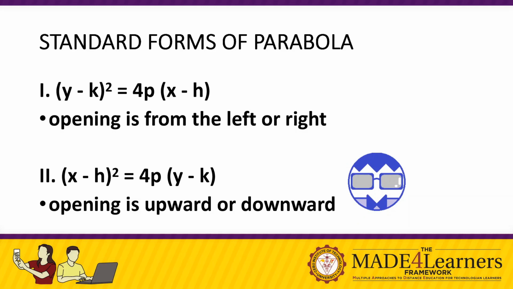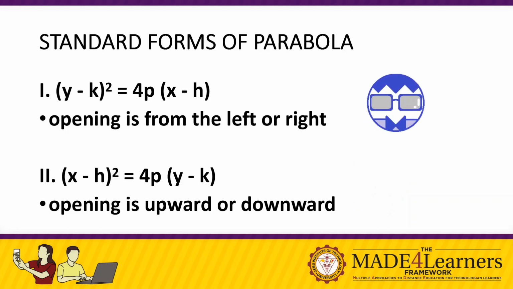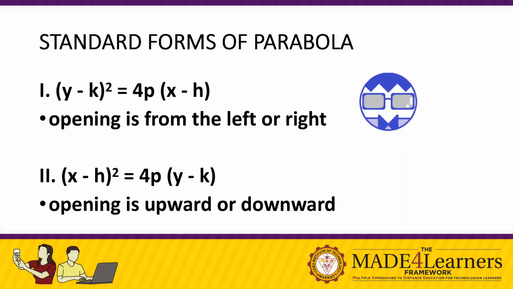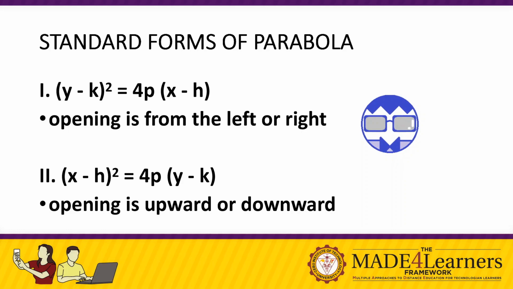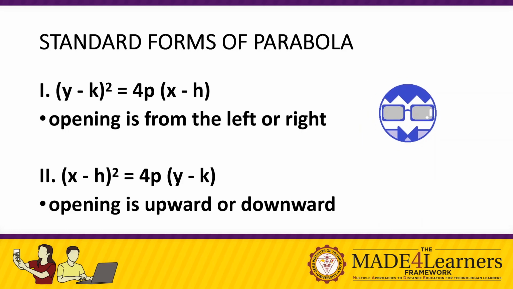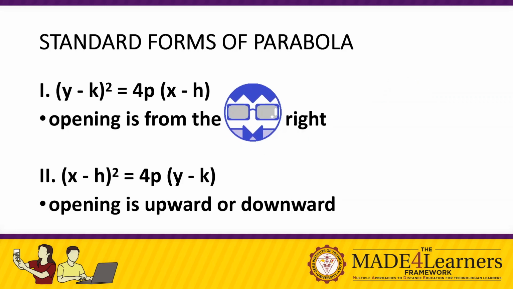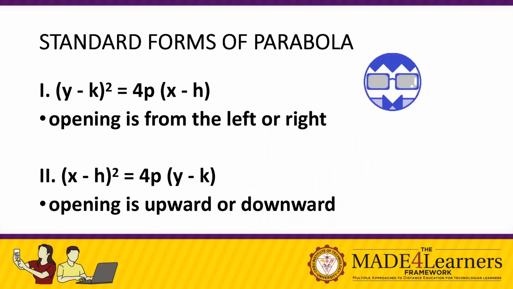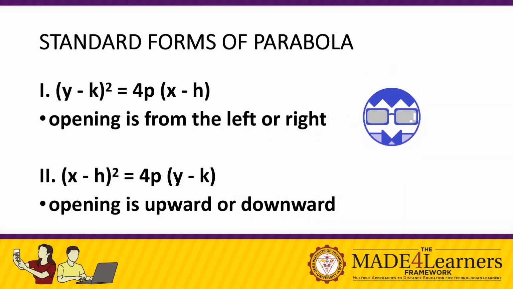Okay, so for the standard forms of a parabola, we have two general standard forms. We have this first one here, the quantity of y minus k squared equals 4p times the quantity of x minus h. So this is when our opening is to the left or to the right, or in other words, the axis of symmetry is horizontal.